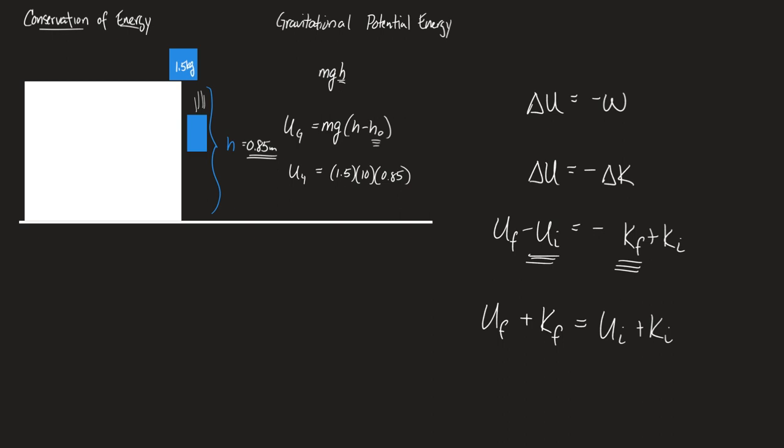Now, this is the sum of the energy at some point in the future. And this is the sum of the forms of energy at some point in the past. It clearly says that if your only interaction is that with a conservative force, then the energy before has to be equal to the energy after.